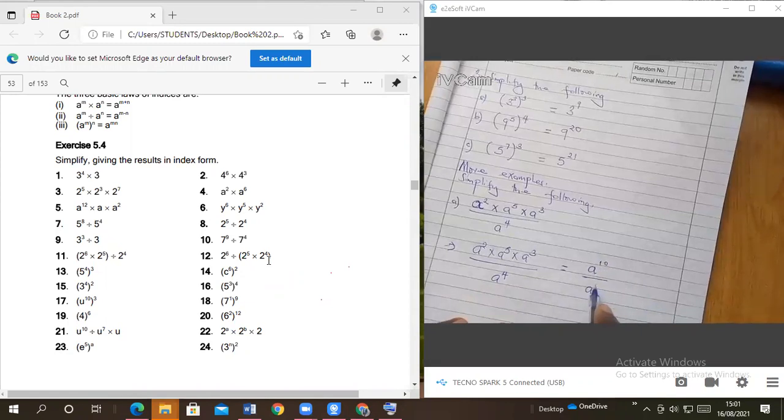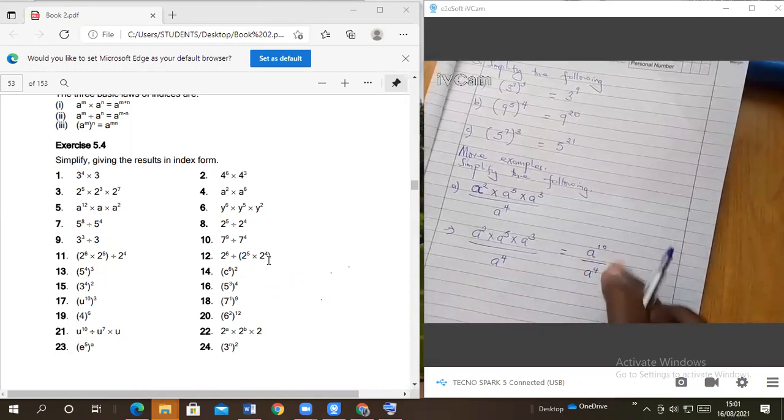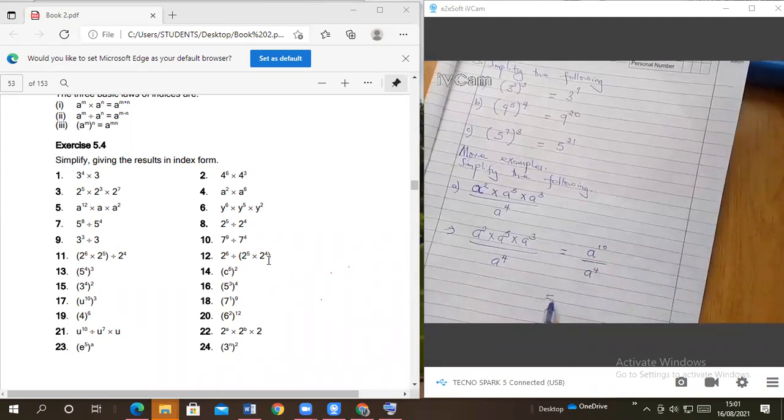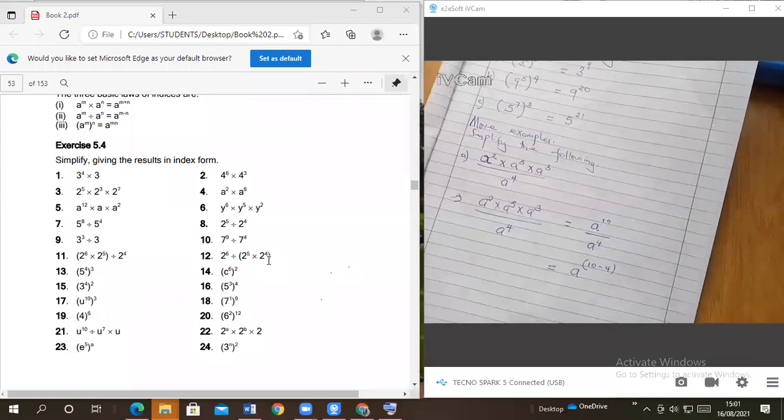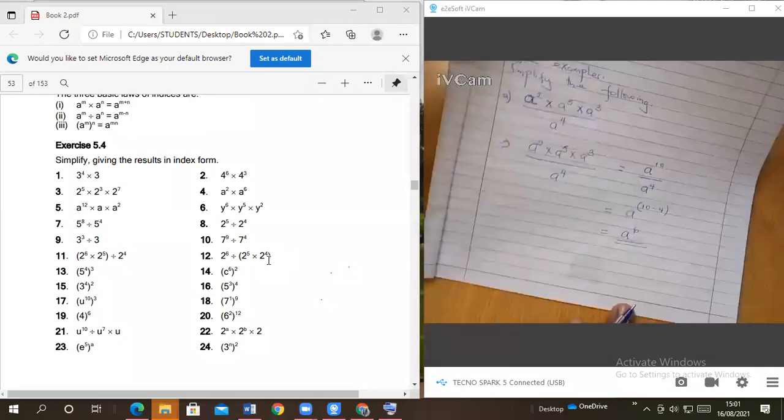Divided by a to the power 4. Now here we are again dividing. When we are dividing and they have the same base, what do we do? We subtract. So it becomes a to the power 10 minus 4. So what do we get? We get a to the power 6. Just like that.